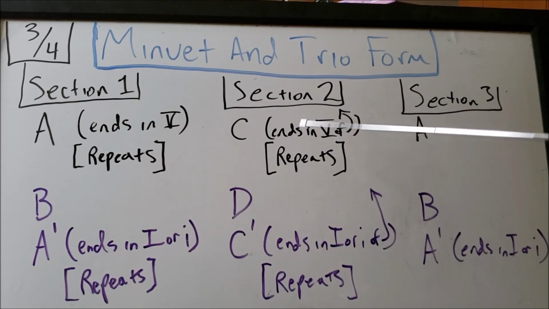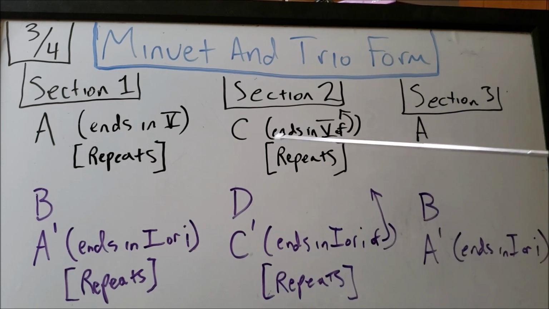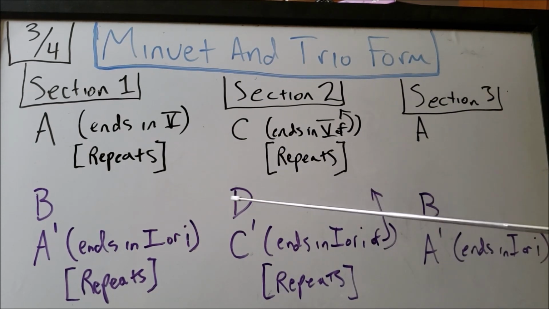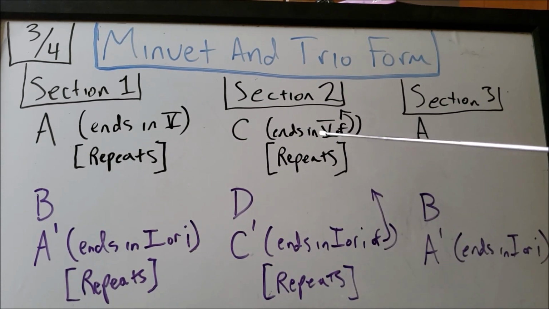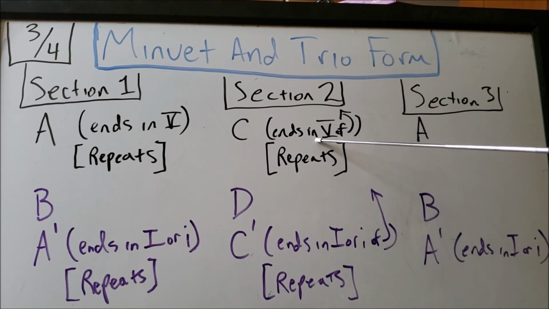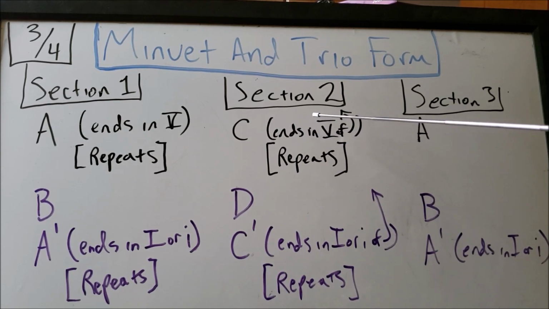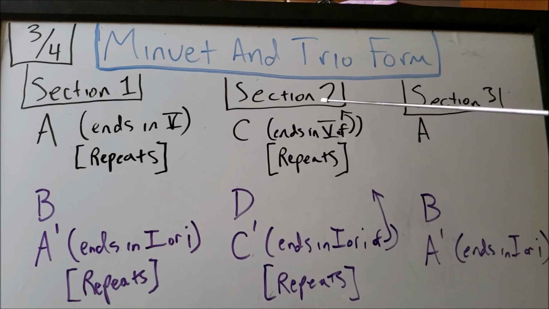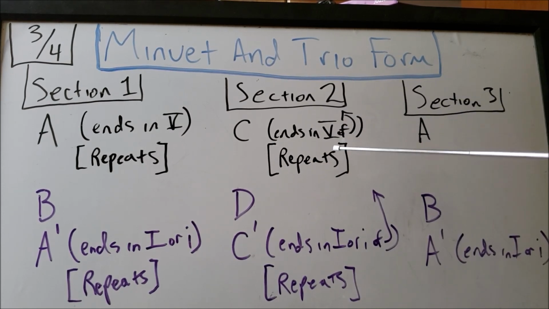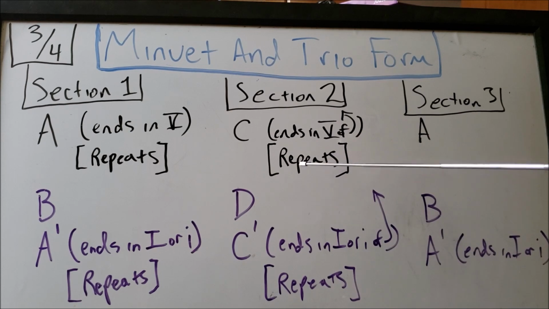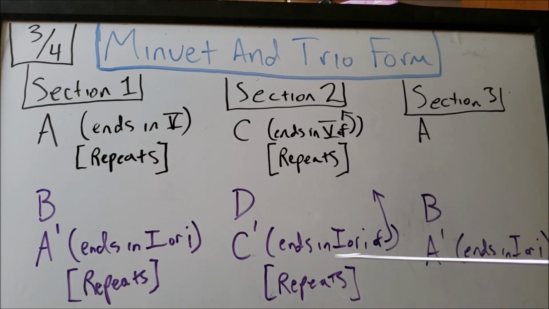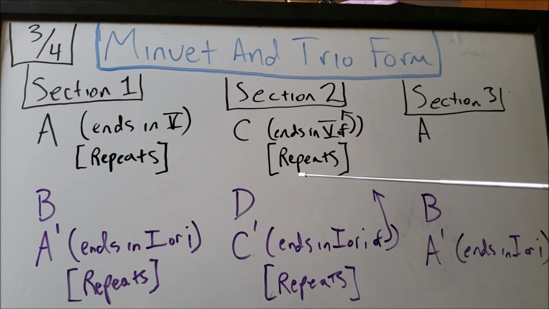Then we go to section 2, and it is exactly the same structurally as section 1, with the exception of it doesn't always end in the dominant of section 2. And the thing about the tonality of section 2 is that's also kind of open-ended. It might be the same tonic throughout all 3 sections, or it could be in something different.